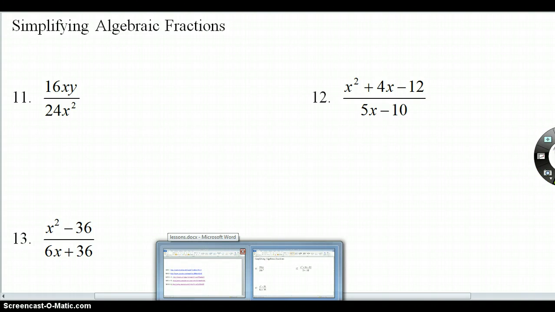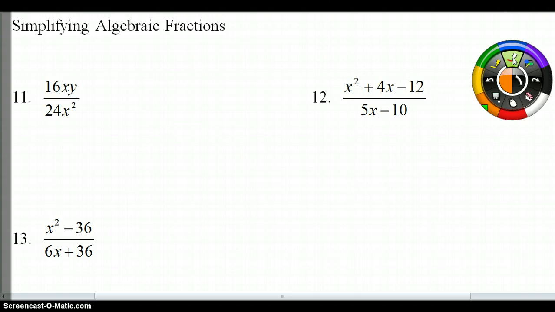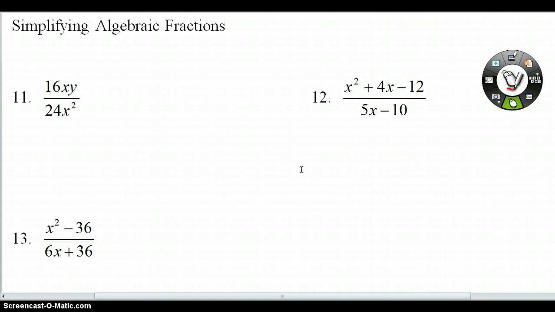Now number 12, you have to be a little careful. Students want to right away, when they see a problem like this, cancel out some x's, cancel out 12 and 10, but that is incorrect. So our first instinct is canceling, and we have to fight that.